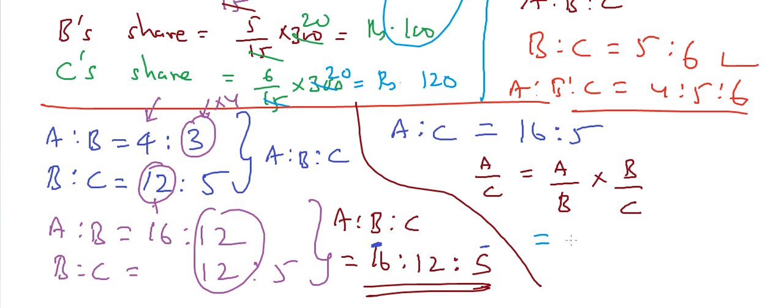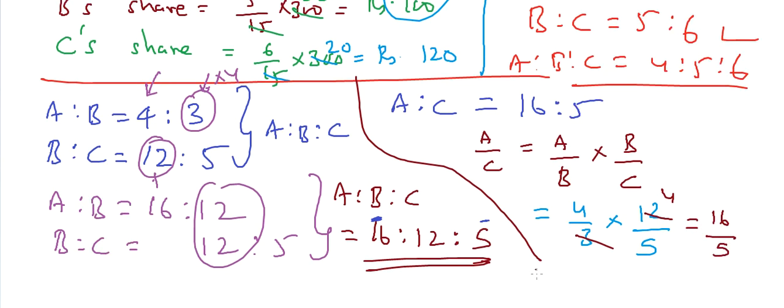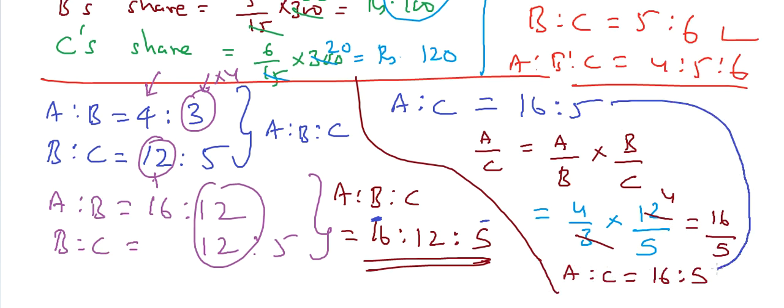See, a is to b is 4 is to 3, so that means a by b is 4 by 3. So 4 by 3 into, and b by c is 12 by 5. Okay, if we simplify, what we get? Here 3 and 12, 4 times. 4 into 4, 16. 16 by 5. That's all. So a by c is 16 by 5, which means a is to c equals 16 is to 5. Correct. See, we got this ratio.